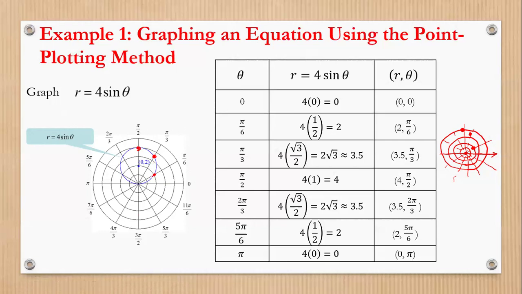So these are the points. 2 and pi over 6, 3.5 and pi over 3, 4 and pi over 2, and 3.5 and 2 pi over 3, 2 and 5 pi over 6, and 0 and pi. And if we connect the points, you will see that we have a circle. The center of this circle is 0 and 2.